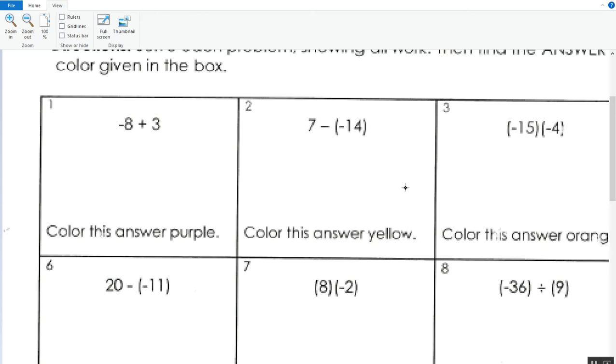Good evening. My name is Stan Forrester, and these are the directions for the project that we're about to do. It's just a fun little project.